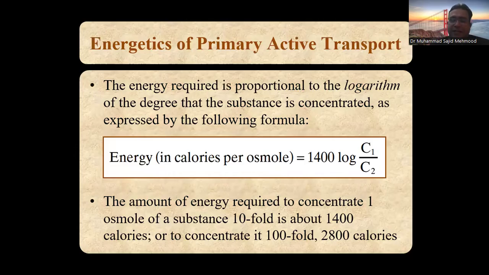Energetics of the primary active transport. The energy required is proportional to the logarithm of the degree that the substance is concentrated. ठीक है, इसके लिए ये एक फार्मूला यूज होता है, ये आपको ज़्यादा बेशक ना पता हो, लेकिन इतना एक फार्मूला पता हो कि the energy required for the transport of substances across the membrane is equal to 1400 log of concentration inside into the concentration outside.